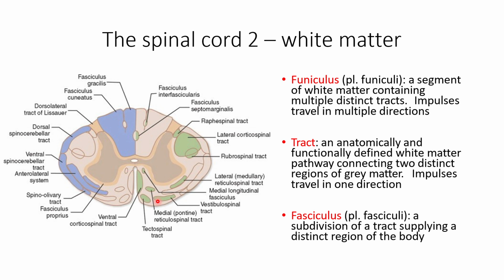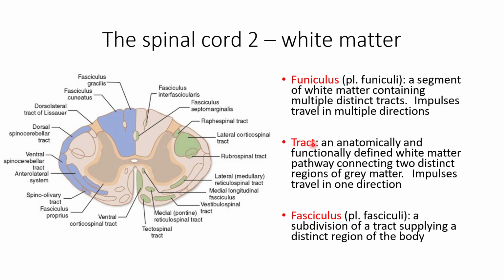Now within the funiculi, we have structures known as tracts. And the tracts we can see quite nicely shown on this figure on the left hand side. We have ascending tracts in blue and descending tracts in green. Now a tract is an anatomically and functionally defined white matter pathway which connects two distinct regions of grey matter. And importantly, in a tract, impulses travel in only one direction. So tracts may ascend, and they are sensory, or they may descend, which makes them motor.